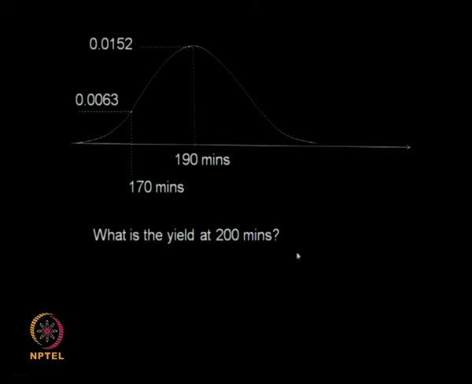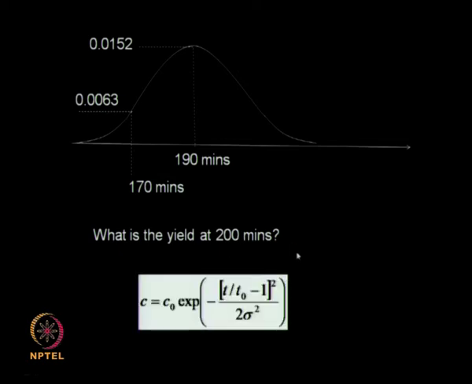So what equation do I use? You have to go back. Now you know C is equal to C naught exponent minus (T by T naught minus 1) whole square divided by 2 sigma square, right. So here I know T naught is 190 and C naught is this. From there I should be able to calculate this particular term called the sigma. Then I can use this for calculating the yield at 200th minute. Okay.